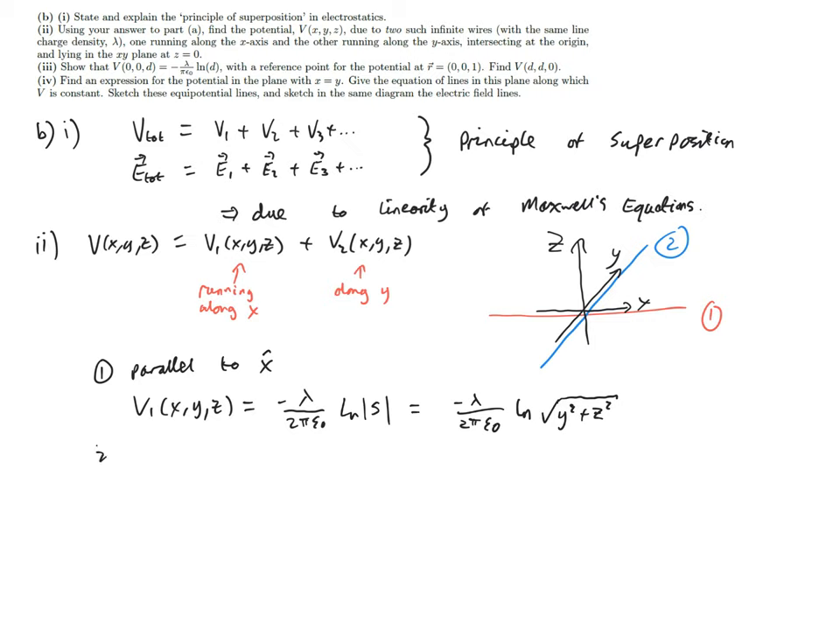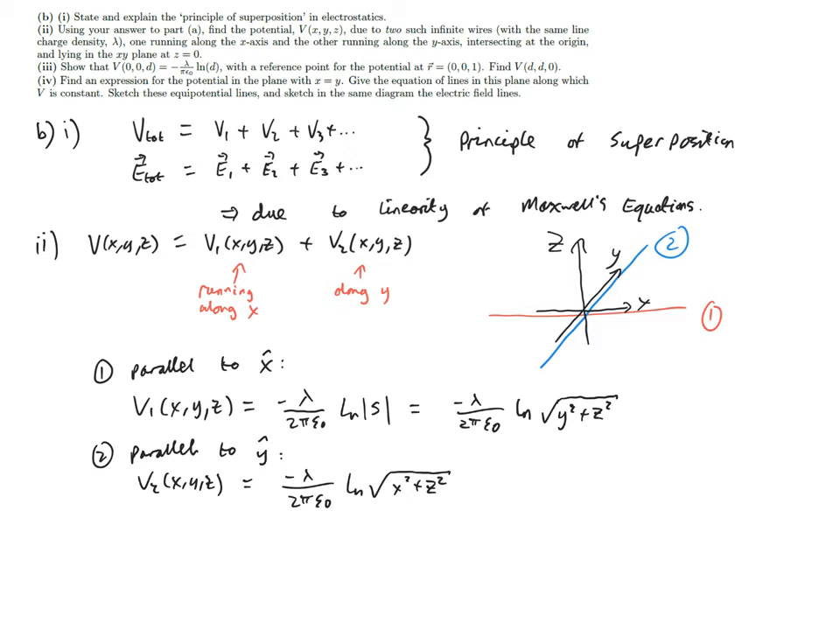Good, and then we have the second wire, which is parallel to the y-hat direction. That's V2. And by exactly the same token, we can write this as minus lambda over 2 pi epsilon naught log of, and then we have to again write the perpendicular distance, but this time away from wire number 2, and that's just going to be square root of x squared plus z squared. There's no y dependence because the wire runs along the y-axis.